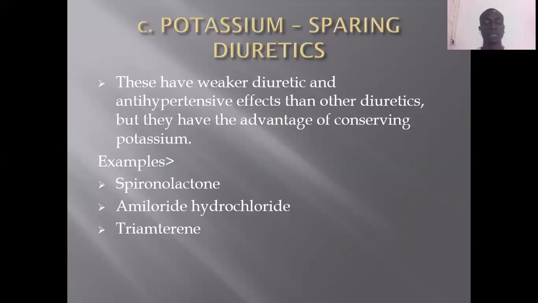Okay, we're going to look now at potassium-sparing diuretics. These drugs have a weaker diuretic and antihypertensive effect than other diuretics, but they have the advantage of conserving potassium. So they are called potassium-sparing drugs because they conserve potassium. Spironolactone is a common drug in this category, and we're going to look at it.